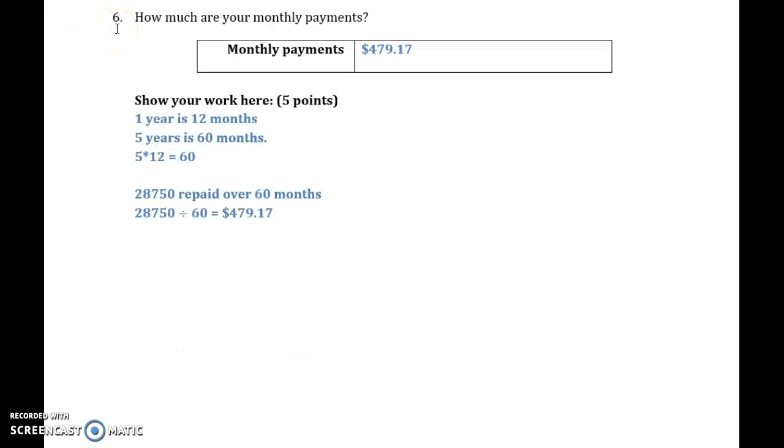Number 6 relies upon your previous answers. First, how many total months are you going to be paying? So whatever you chose for number 3 for how long your loan is, multiply that by 12 because there's 12 months in a year. So I chose 5. 5 times 12 is 60. I'll have 60 total monthly payments. And then number 5, you calculated the total amount you have to repay. So just divide that answer from number 5 by your total number of months, and that gives you your monthly payment.